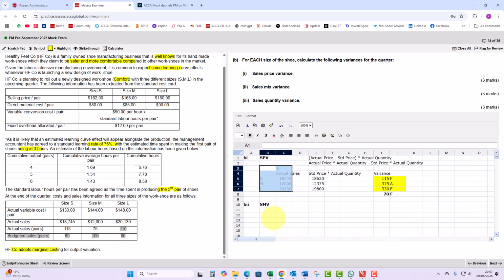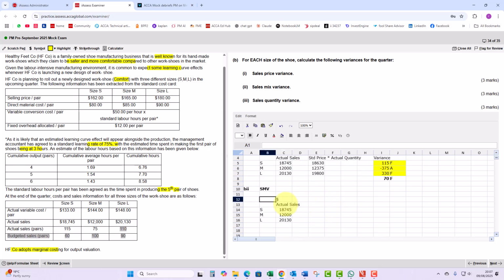I'm just going to copy the first bit of my table down here so I don't have to rewrite that out. Now the way I like to do mix and yield, or mix and quantity variances, is I use these 3 headings: the actual quantity at the actual ratio, the actual quantity at the standard ratio, and the standard quantity at the standard ratio. The difference between these gives me my mix variance, and the difference between these will give my quantity or my yield type variance. Others use different terminology. They might say actual quantity and actual mix. I prefer ratio because it then reminds us we're looking at the ratio between the 3 products that they're selling.